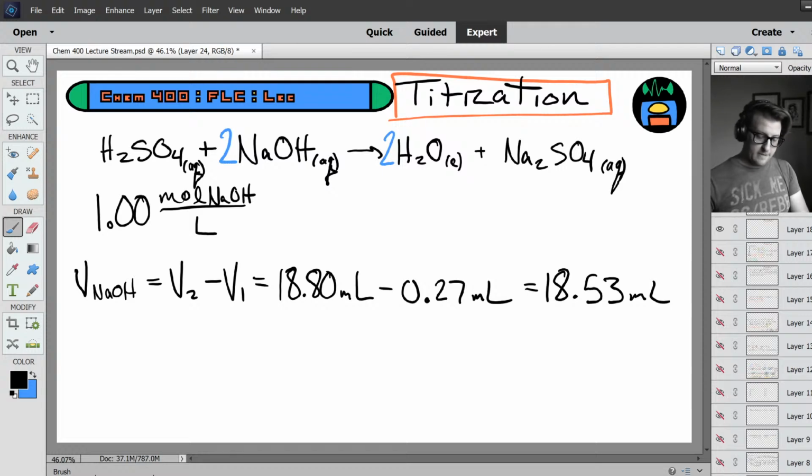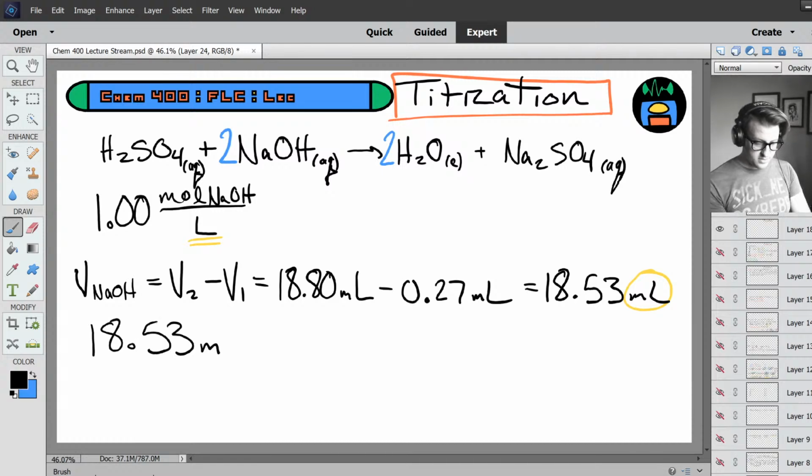milliliters. All right? Now, you'll notice that we've found our volume of sodium hydroxide in milliliters, but for molarity it's in liters, so we actually need to do a unit conversion here. 18.53. We need to convert from milliliters to liters.